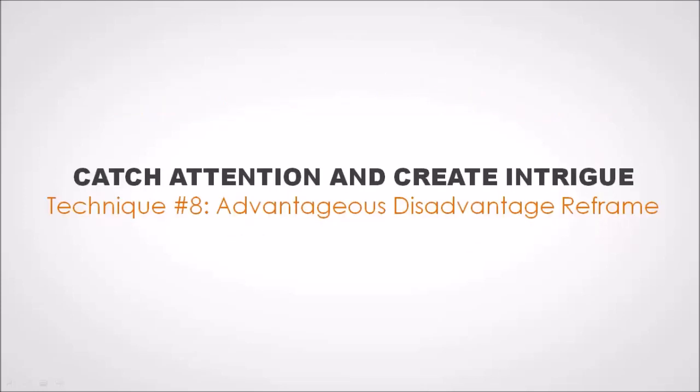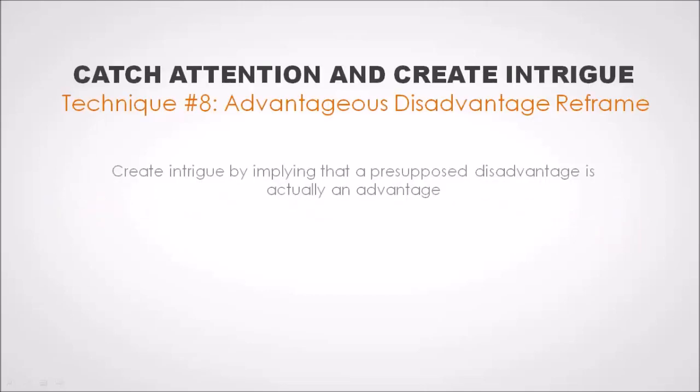Technique number 8, advantageous disadvantage reframe. This one is quite counterintuitive. You want to create intrigue by implying that a presupposed disadvantage is actually an advantage. That might sound a little bit confusing, so let's take a look.